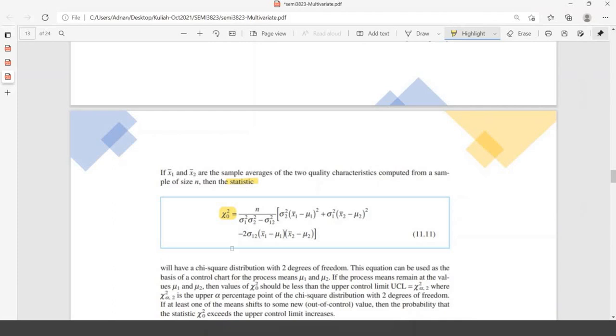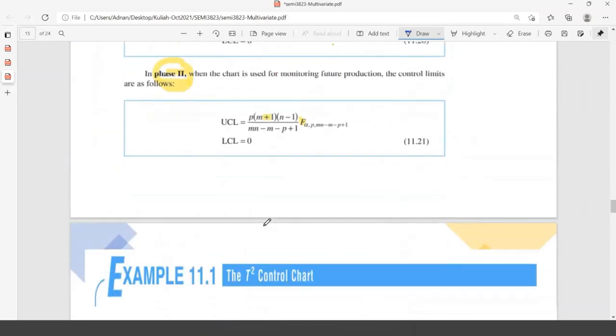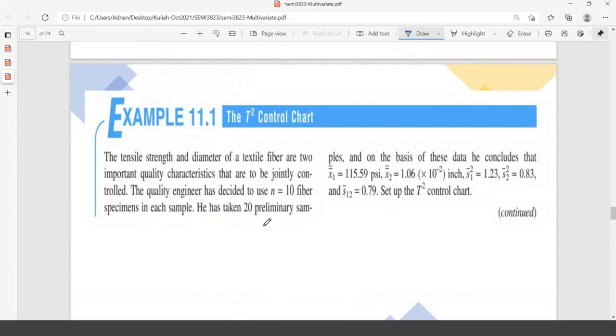Okay, or when the n is big, this can be approximated as t square. Right. Yeah, I think just look at this example. Okay, t square control chart.